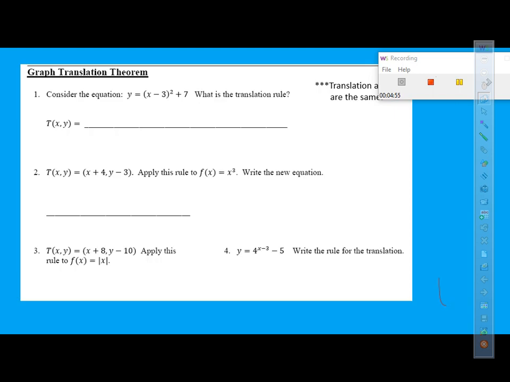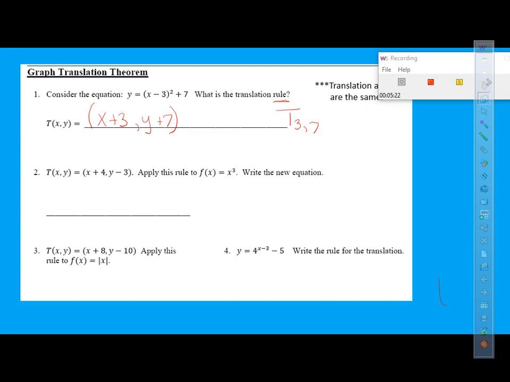Consider the equation y = x - 3 + 7. What's the translation rule? What we do is we tell the world what's happening there. If I use the capital T, every point's been moved 3 units to the right and up 7. My rule will look like this then. Every x value has been increased by 3. Every y value has been increased by 7. So that's what the rule looks like.